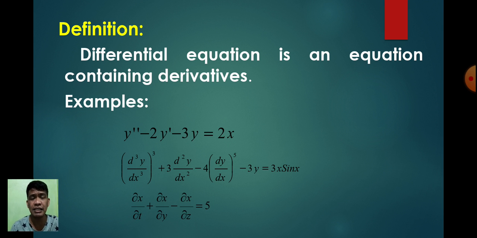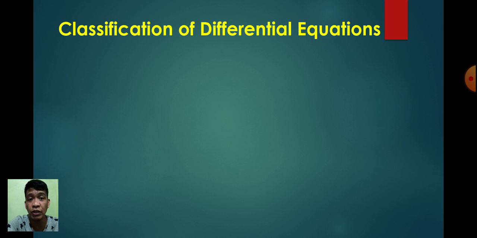And the next one is the partial derivative of x with respect to t plus partial derivative of x with respect to y minus partial derivative of x with respect to z is equal to 5. As you can see, meron pa rin siyang notation na derivative. Therefore, it is considered as a differential equation. So, let us try to classify differential equation. There are two classifications.